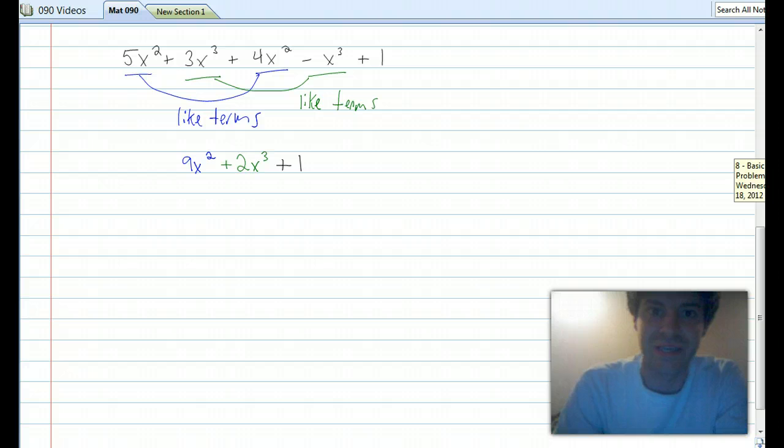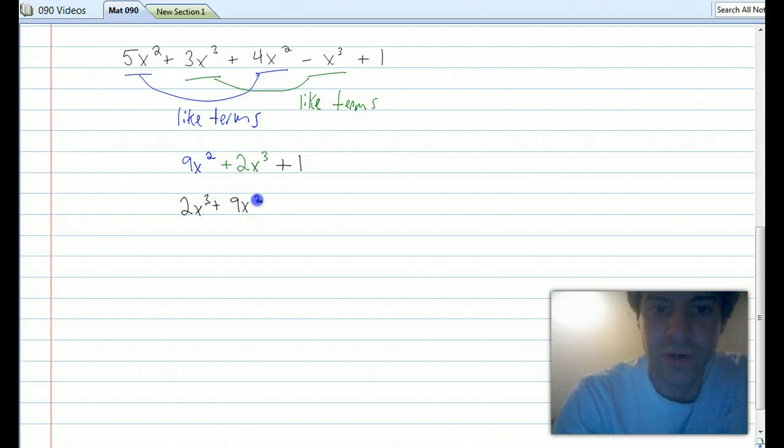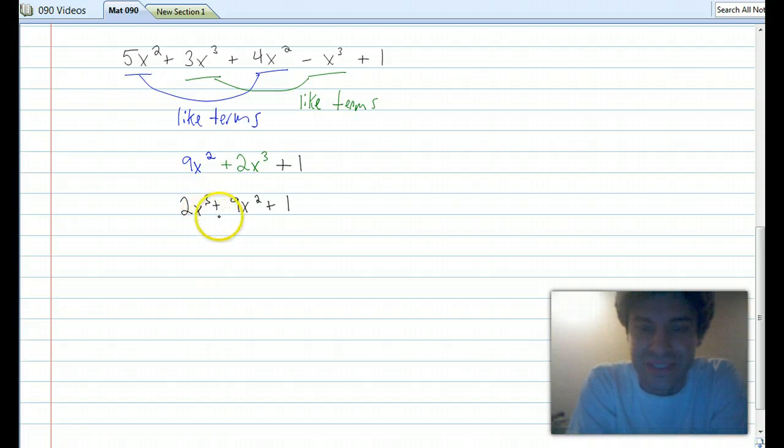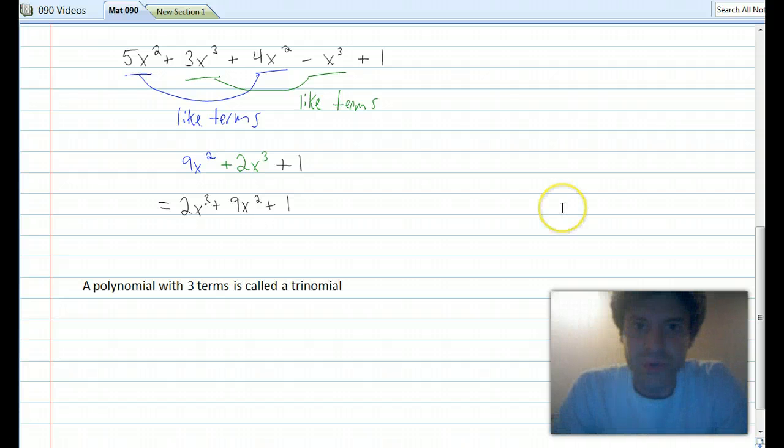So our polynomial in this case turns out to be, and I'm going to rewrite it, 2x cubed plus 9x squared plus 1. The most common way to write any polynomial is to write it in order of decreasing powers on x. So the x cubed would come first, the x squared would come second. If there was an x term, it would come third, and in this case there's a constant term that comes last. So we were left with a polynomial that has 1, 2, 3 terms, and any polynomial that has 3 terms in it can be called a trinomial.